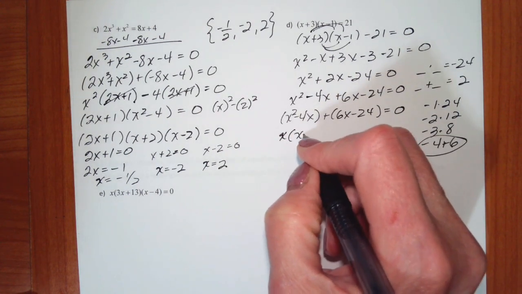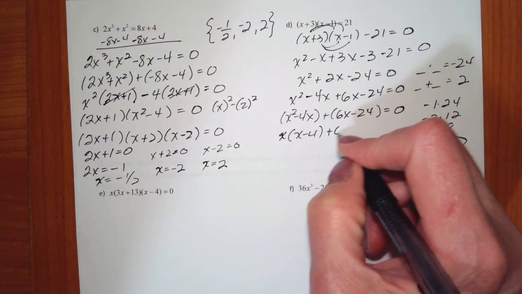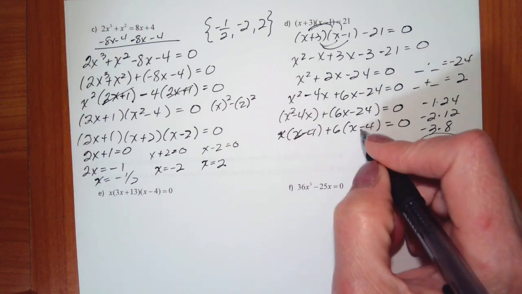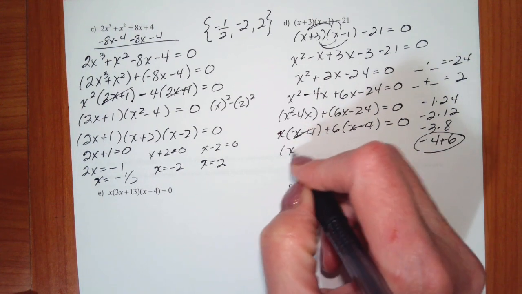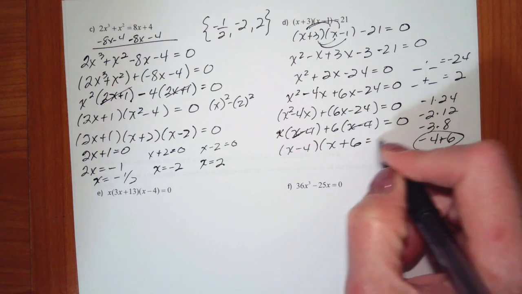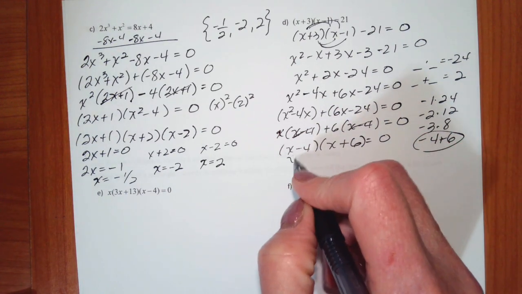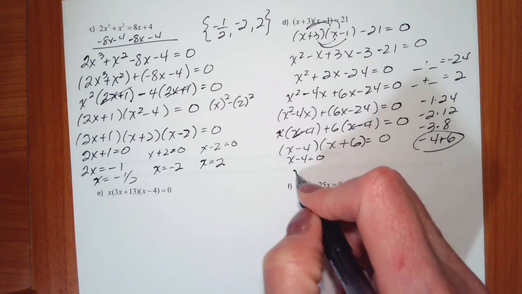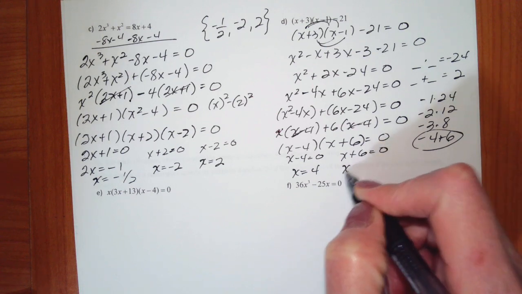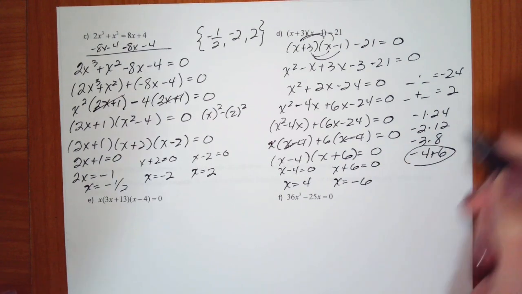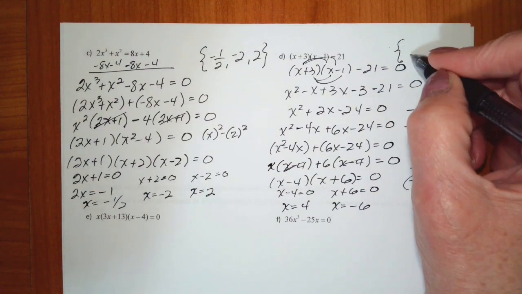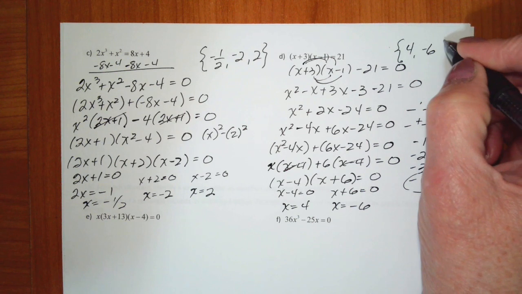This gives me x times x minus 4 plus 6 times x minus 4 equals 0. Common binomial factor of x minus 4, I'm left with x plus 6 equals 0. So x minus 4 is 0, which tells me that x is 4. X plus 6 is 0, which tells me that x is negative 6. And I ran out of room, so I'll write my solution up here of 4 and negative 6.